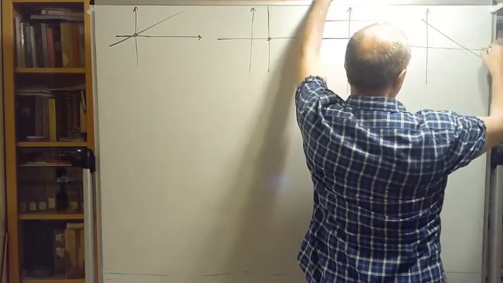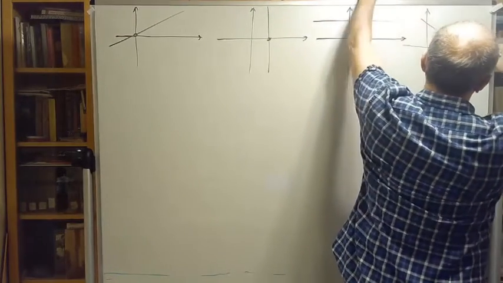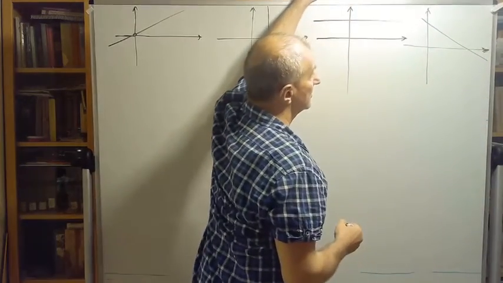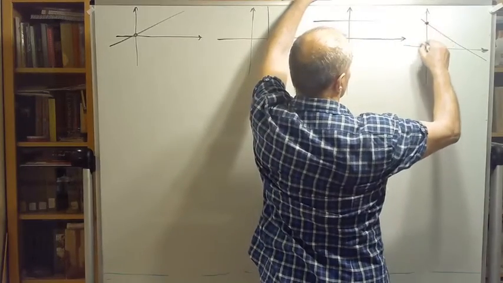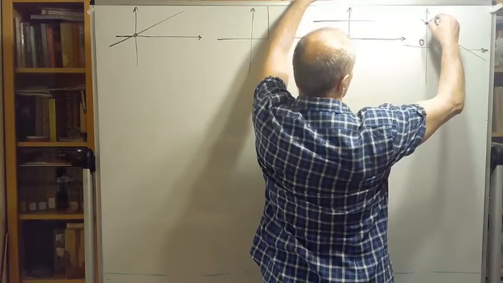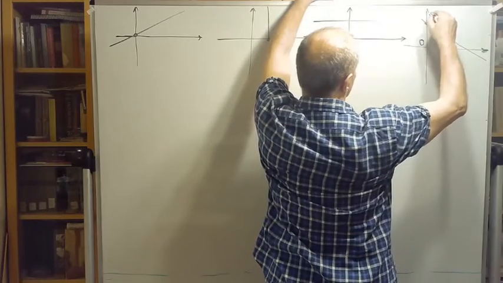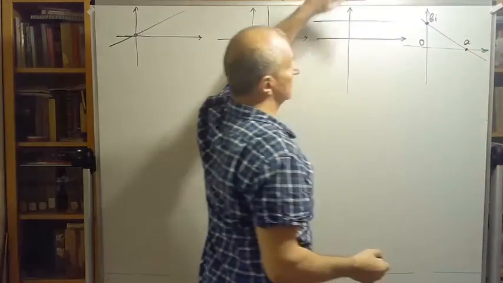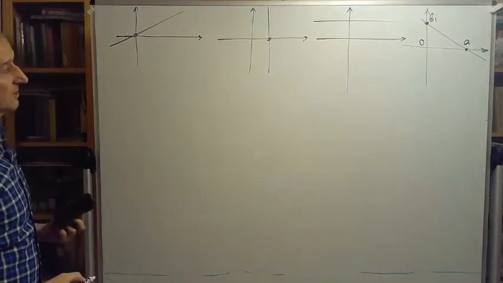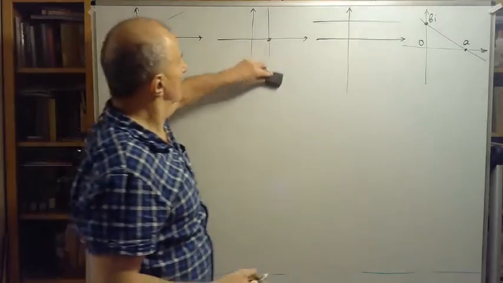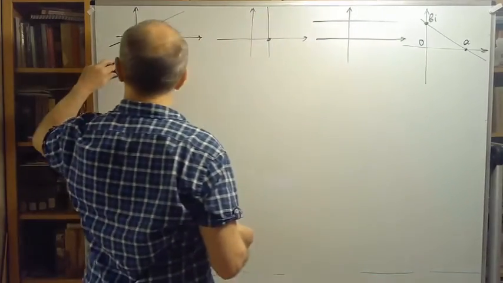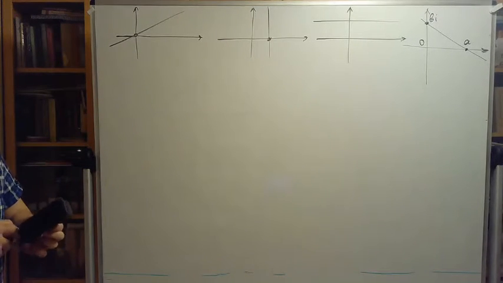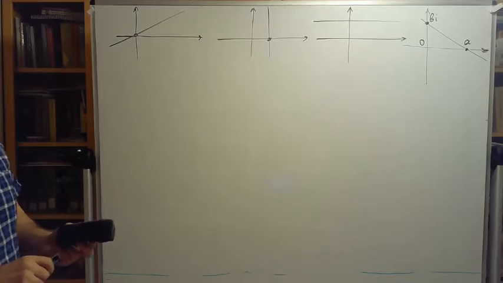It will intersect both the real axis and the imaginary axis, since it's not parallel to any of them, and it does not pass through the origin. So it passes through some point. For instance, this is point Bi on the imaginary coordinate axis, and this is point A on the real coordinate axis. Let's look at the image of such a line.